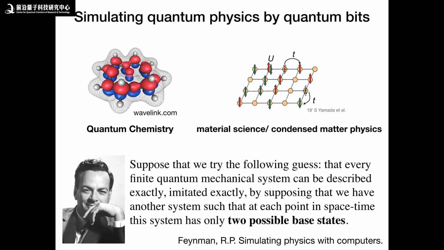Let me just read it. It says: suppose that we try the following guess, that every finite quantum mechanical system can be described exactly, imitated exactly, by supposing that we have another system such that at each point in space-time, the system has only two possible base states. So that's a qubit right there. That's really the foundation of how people think about quantum computers now. So you would digitize your continuous system. It could be some Schrödinger equation, it could be some bunch of electrons. These are all continuous.